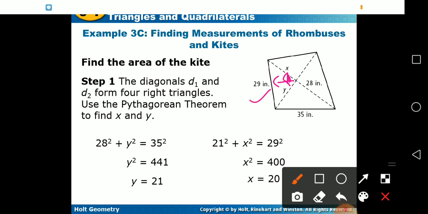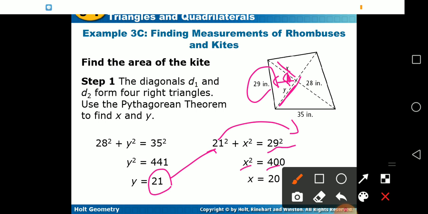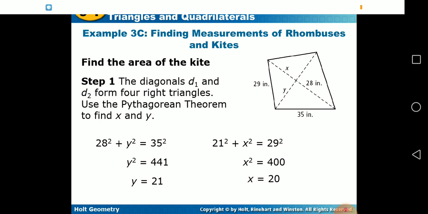So the hypotenuse 29 to the power 2 equals x power 2 plus y power 2. Therefore, instead of y power 2, I will write 21, because I've just calculated it. So 21 power 2 plus x power 2 equals 29 power 2. After putting this to the other side with a negative sign, x power 2 will be 400, square root, so you got 20. So x equals 20.